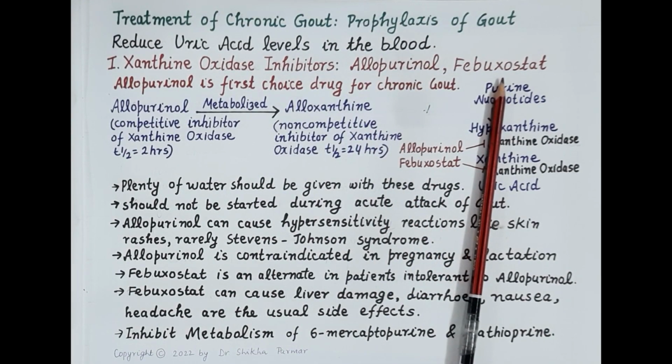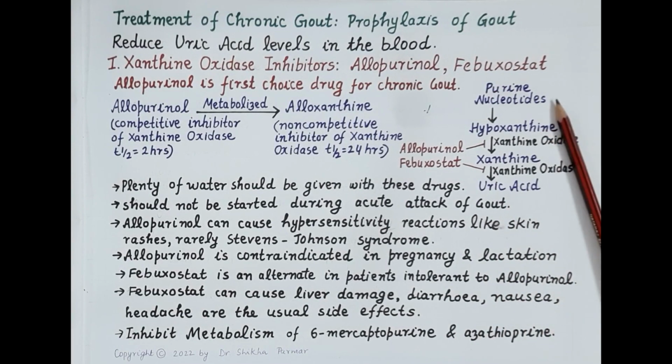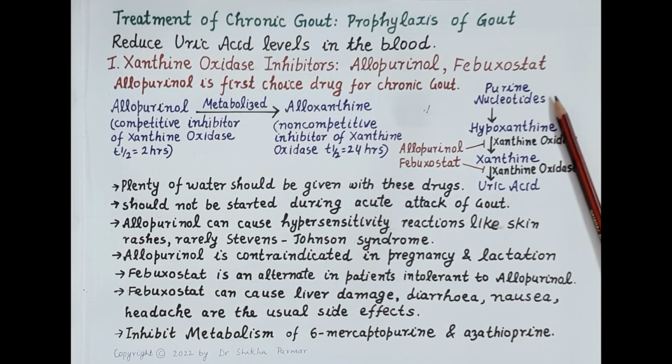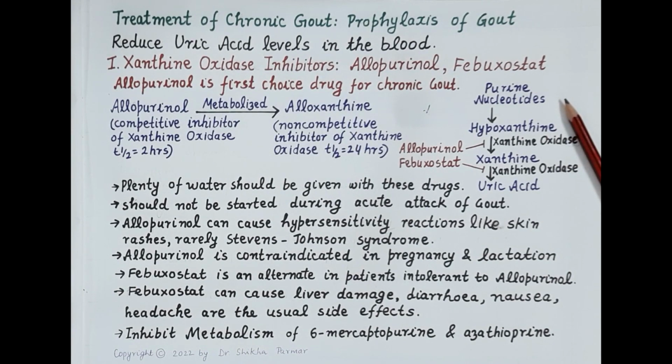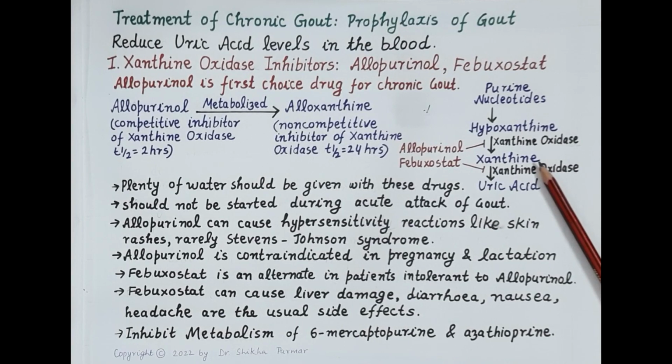Now as we know, uric acid is the breakdown product of purine nucleotides like adenosine monophosphate, AMP. Now look at this figure. Now it depicts breakdown of purine nucleotides and the formation of uric acid. Now when the purine nucleotides break, hypoxanthine is produced. Now enzyme xanthine oxidase break hypoxanthine to xanthine and further break xanthine to uric acid.